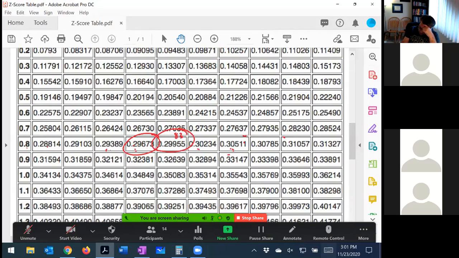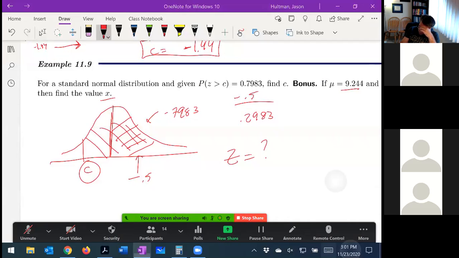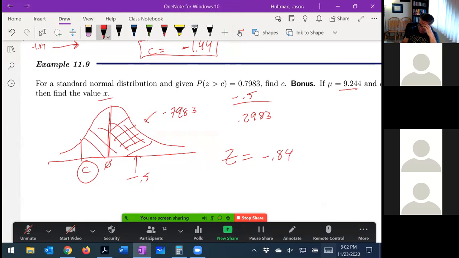And 83, how far away is that? 16. So 16 away there and 12 away here. So I'm going to go with this guy. That's 0.84. So z is equal to, and once again, it's below 0, it's on the left side, so this is negative 0.84. So z is equal to negative 0.84.